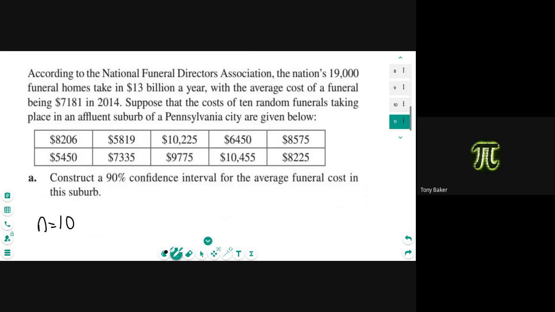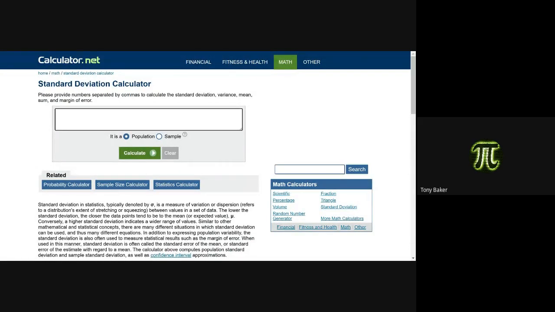So we are not using the 7181. We need to find the mean and the standard deviation for the sample they gave us. To add them all up and then divide them. But remember, we have a calculator that can do that for us. Remember back when we did standard deviation, we have a calculator for it. So all we do is type those numbers in.